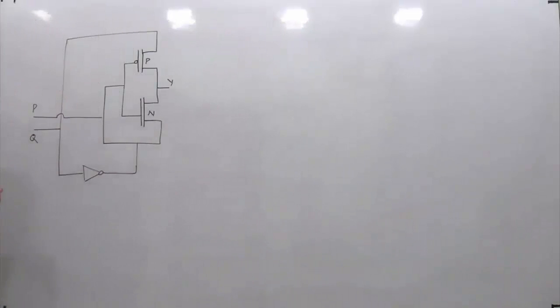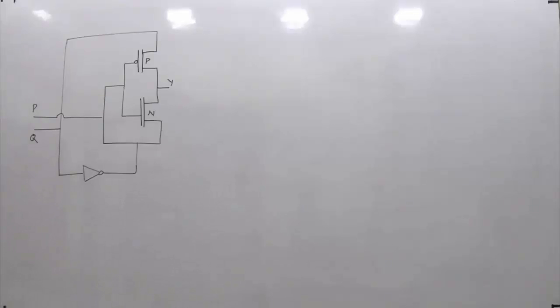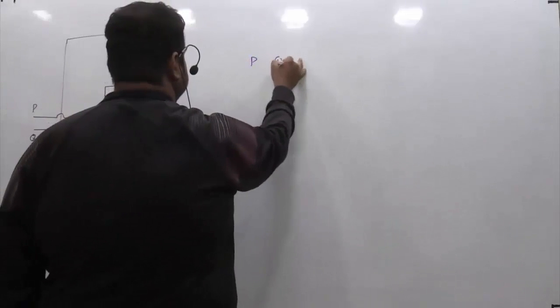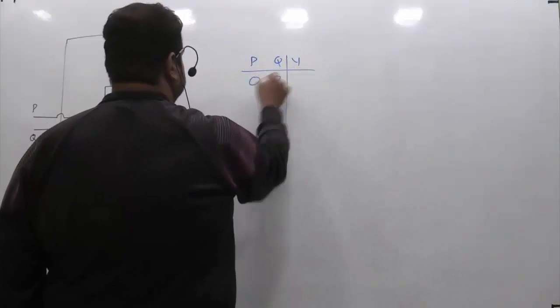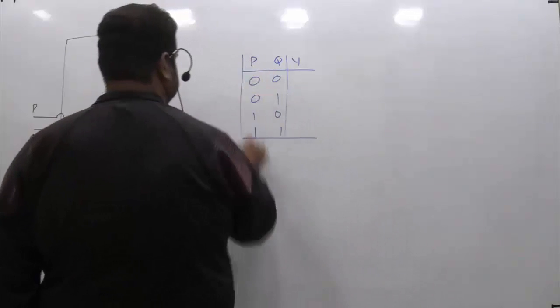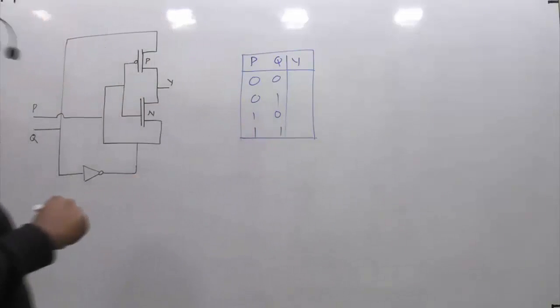We have to say what it is implementing, like XOR, XNOR, or the options they have given. Okay. So we can see Y is the output and the inputs are P and Q. So I am making a table. This is P, this is Q, and this is your Y. So we have 4 possible combinations. With respect to this, we'll be finding the corresponding outputs.